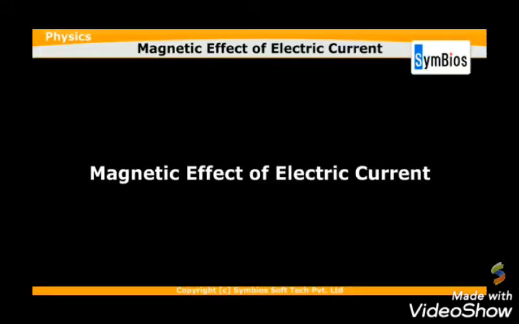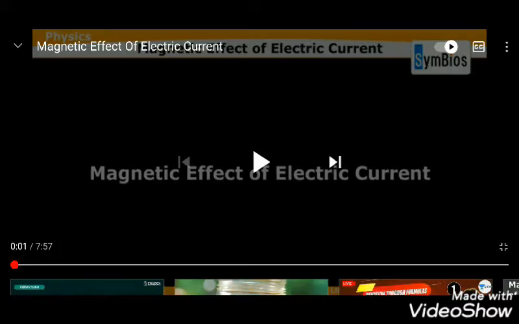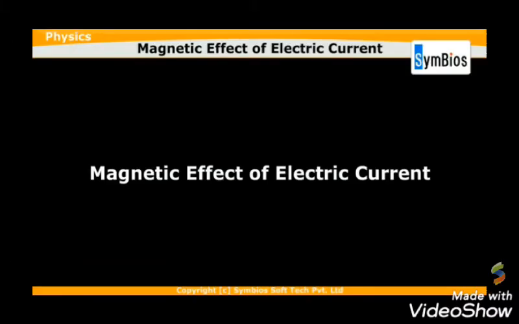Children, in the last physics chapter, electricity, we learnt about the heating effects of electric current, right? Are there any other effects of electric current? We know that an electric current carrying wire behaves as a magnet as long as current is passing through it, children.